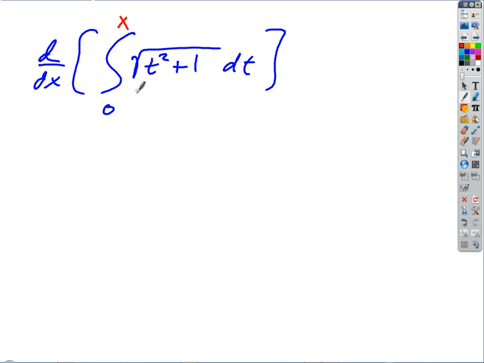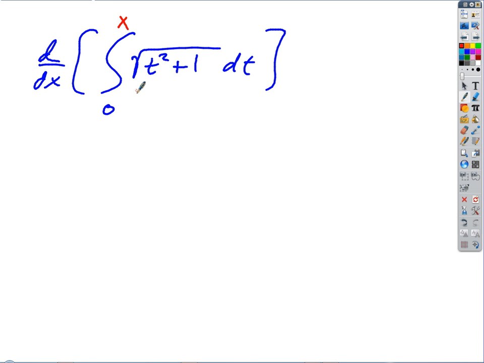What's the answer? Say it again. It's not even that difficult. It's just going to be, what's f in this case? Oh, okay, so this is f of t right there, isn't it?